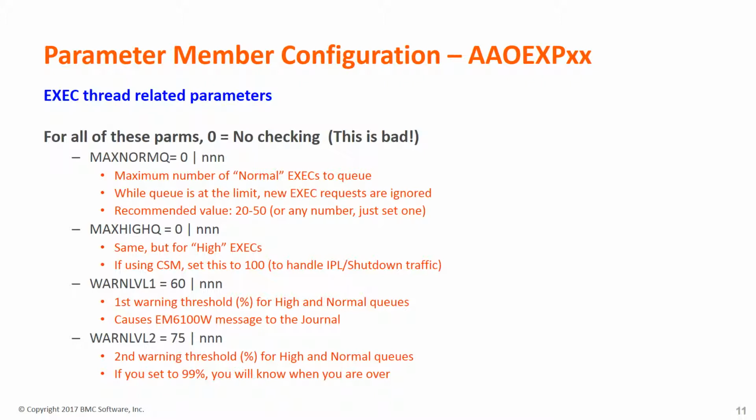And then there's a warn level 1 and a warn level 2, which you can use to generate exception messages when your exec thread queues are becoming full. Now the warn level 2, we do suggest that you may want to set it to 99%, so you'll get a message whenever you fill up your exec queues, and you'll know you need to increase the size.